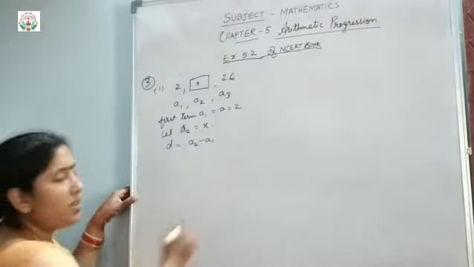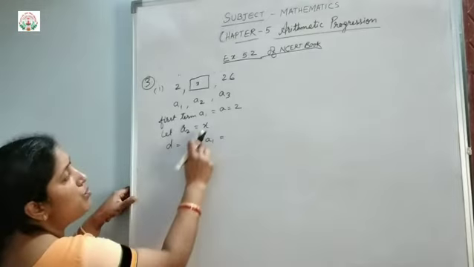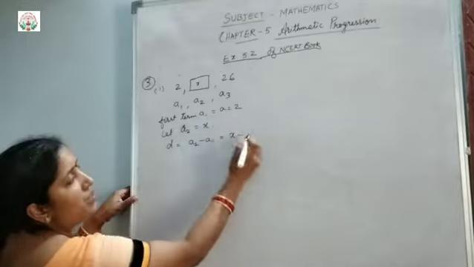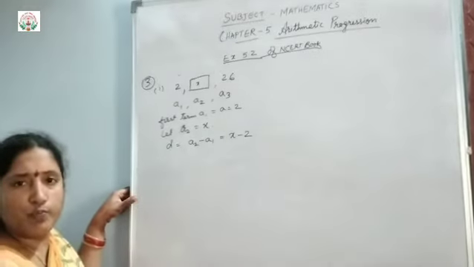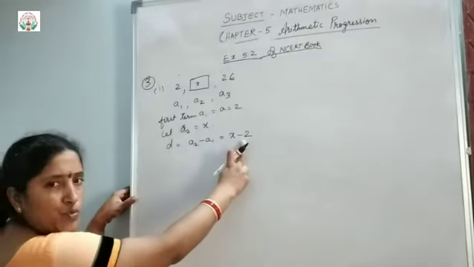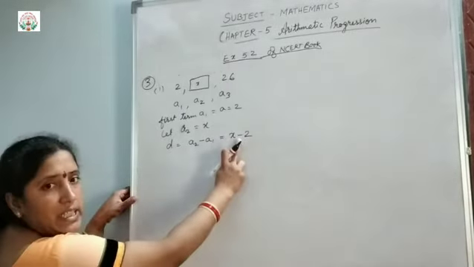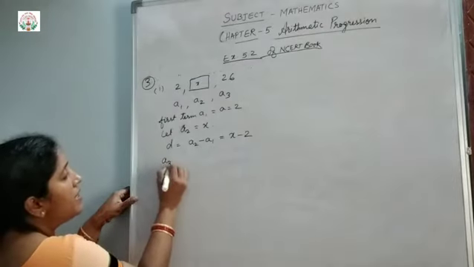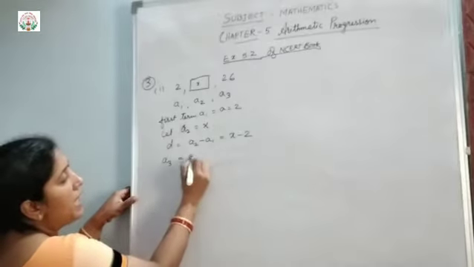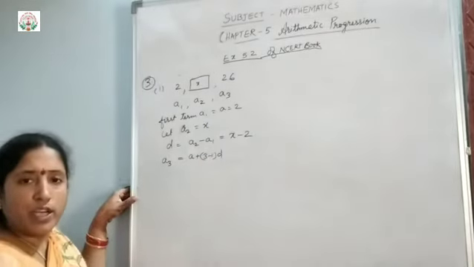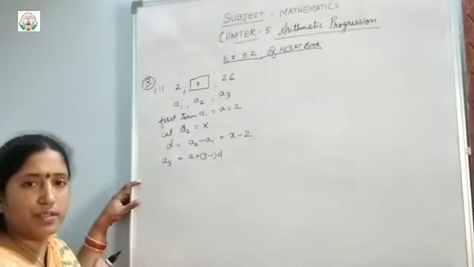We know that. Now here what is A2? A2 is X, minus A1. The first term in the series is 2, so A1 is 2. So this is D. A3 is given as what? A3 equals A plus 3 minus 1 into D, according to the nth term formula.